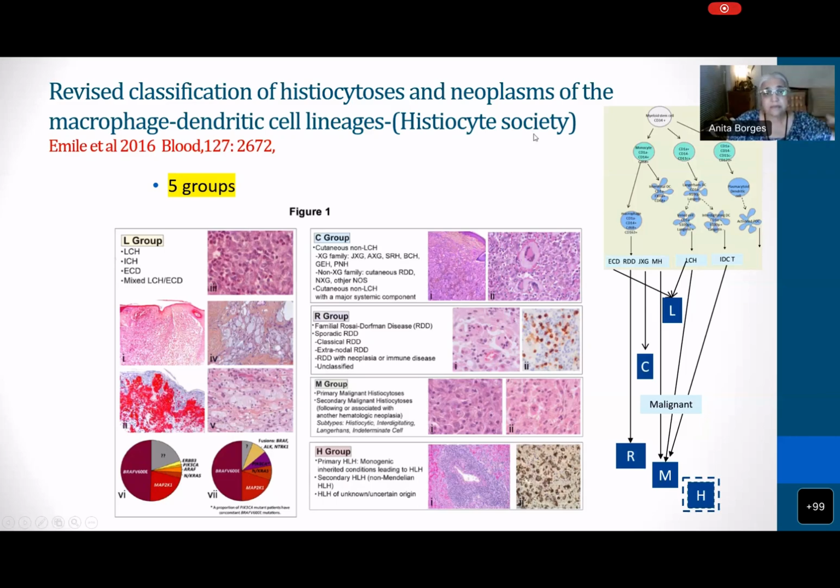Okay, they don't just give them names and all, although you can see that there are overlaps, and structurally the classifications are not very different. But here they have got 5 groups. Okay, they have the L group, which is Langerhans cell histiocytosis.